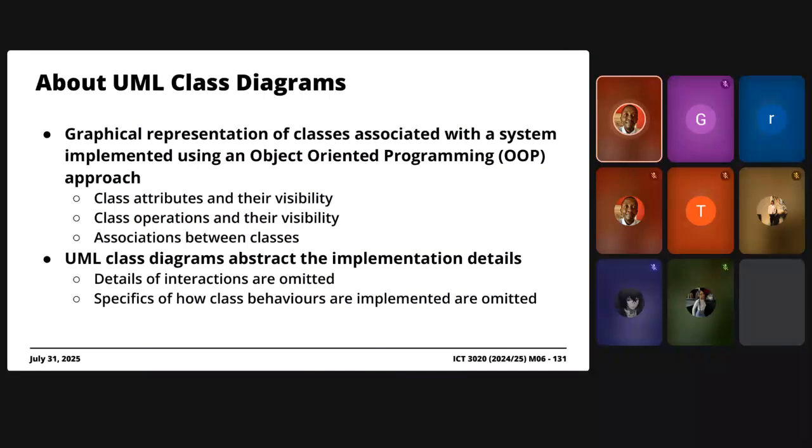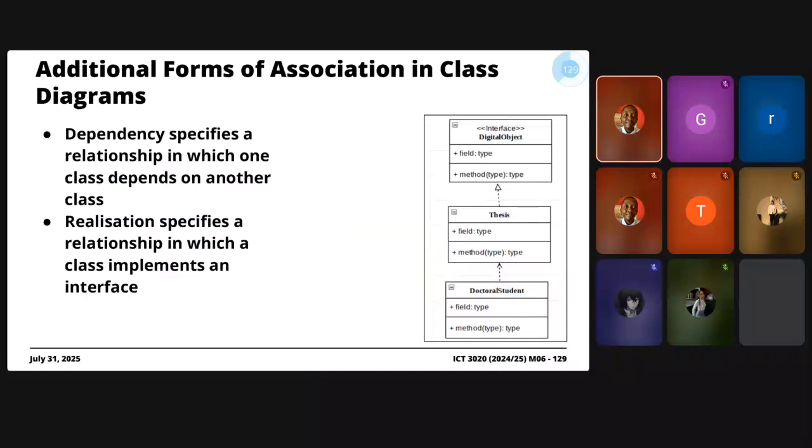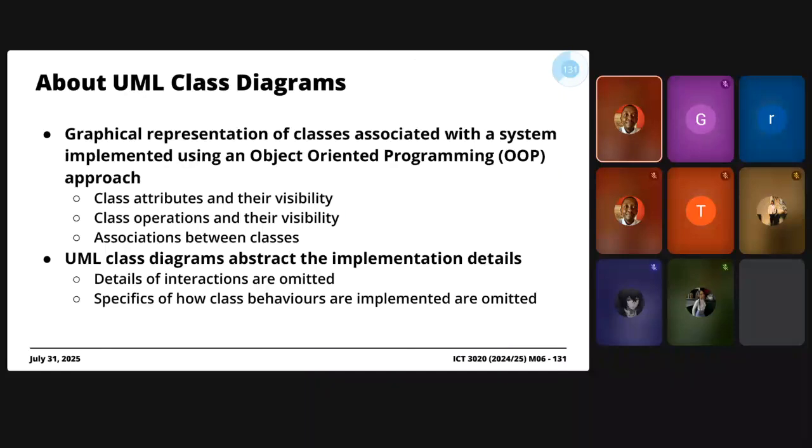So graphical representation of classes associated with system implementation using OO approach here will require that you include other additional details. The other important details that you have to include other than the things that we've just discussed here, right? So just the tip of the iceberg here. And the reason why you may want to do this is tied to this notion of model-driven development.